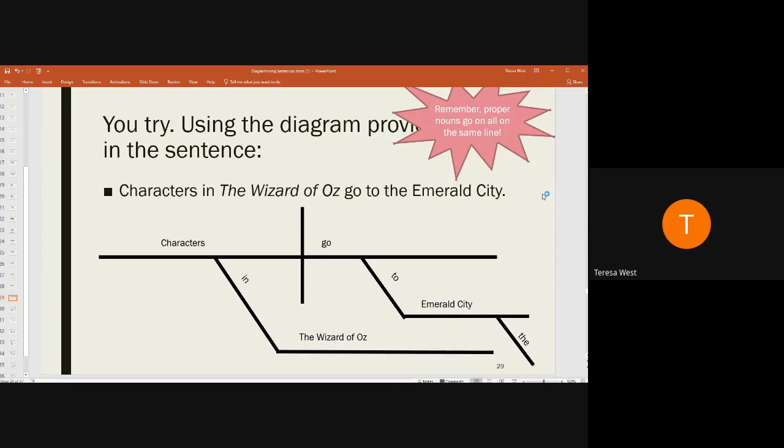So hopefully this helps you understand what we were talking about in class. I went through one more part, but we're going to start with that on Thursday. So I'm going to go ahead and finish sharing of this PowerPoint.